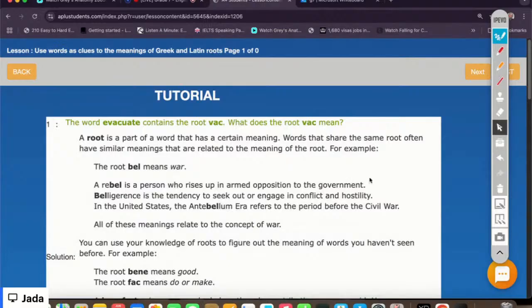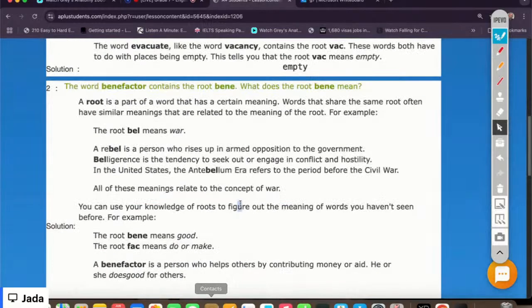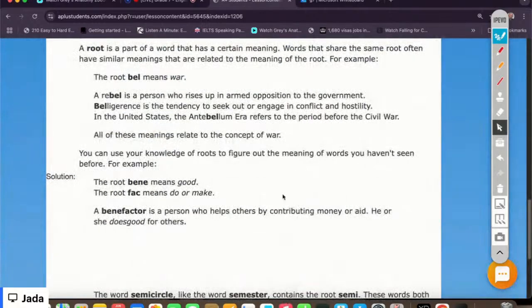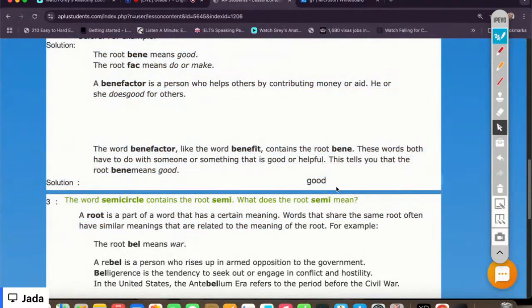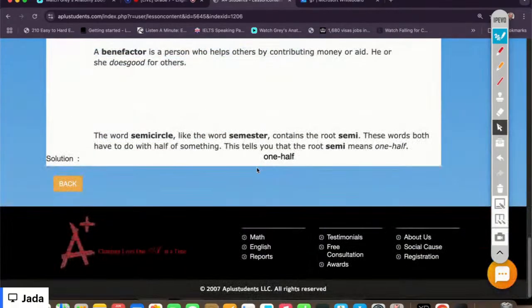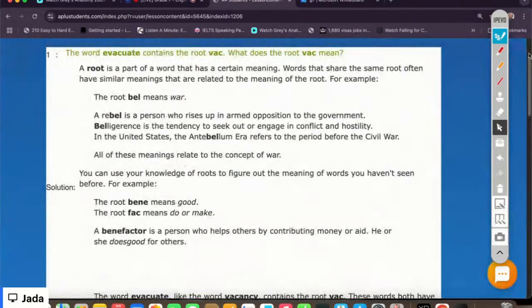Okay, let's see the example. We have the word evacuate, which contains the root vac. What does the root vac mean? So what would that mean? Empty. Like evacuate is when they are telling you to leave somewhere, so empty the place. The word benefactor contains the root bene. What does the root bene mean? It means good. Then the word semicircle contains the root semi. What does the root semi mean? It means one half. So semicircle.